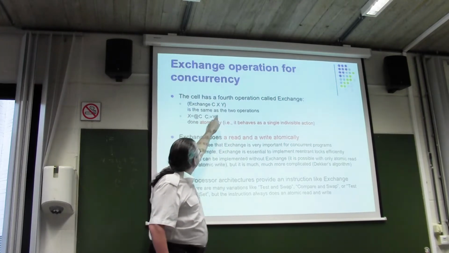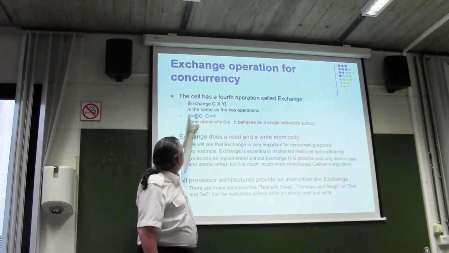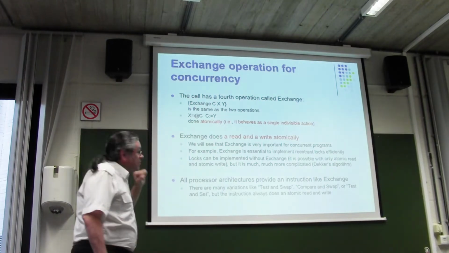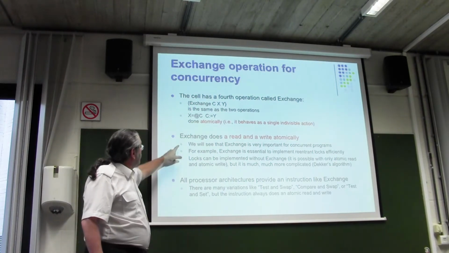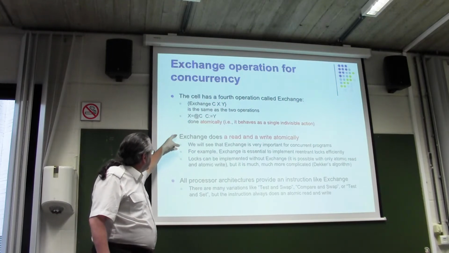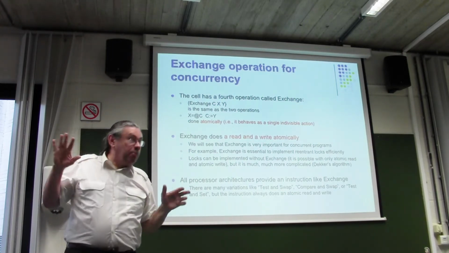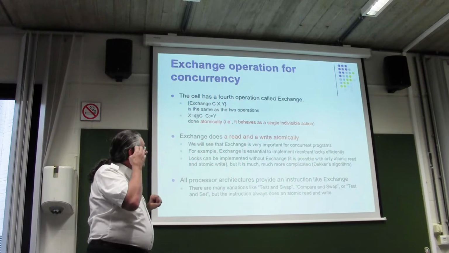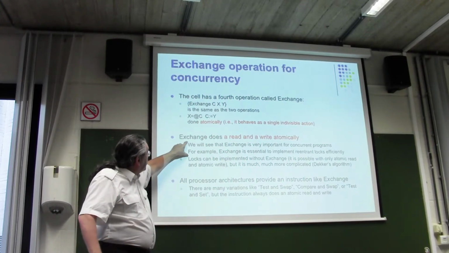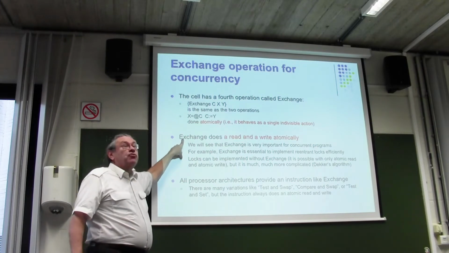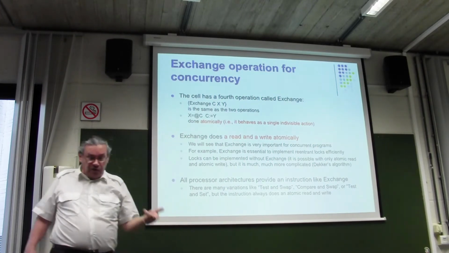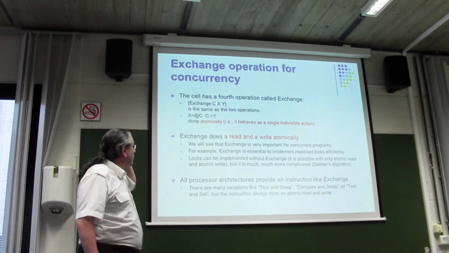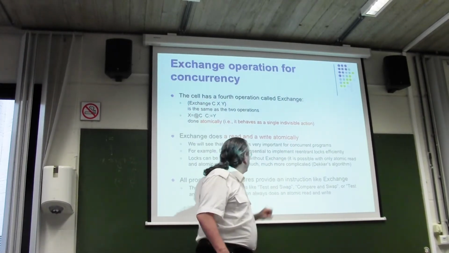And they're done atomically. That means the scheduler can never stop in the middle. It's all or nothing. It's a single, indivisible action. That's really important for concurrency. The read and the write are done atomically. It turns out it's so important that even the processor architectures are going to support these instructions. Okay? We will implement our abstractions using exchange. When we do locks and transactions and monitors, we're going to use exchange to implement them. Okay? When we implement reentrant locks today, for example.